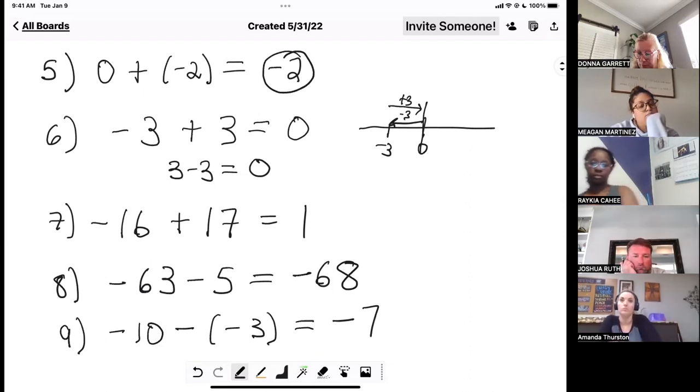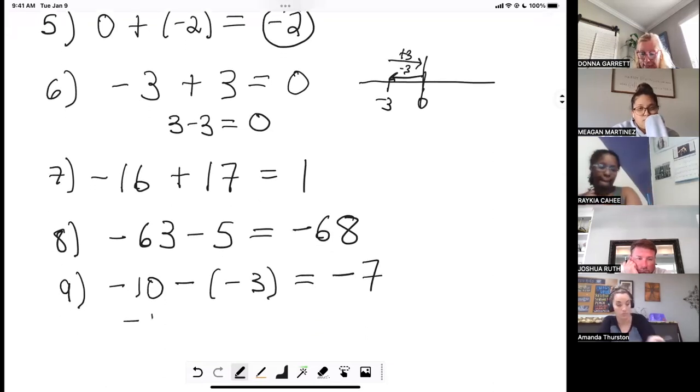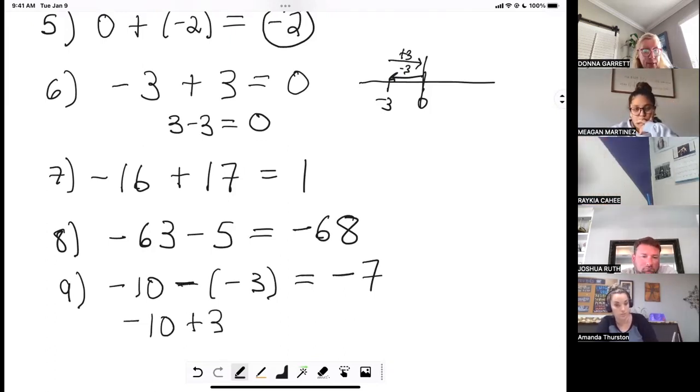We got -7, you did good. Okay, so just to review it: -10, and minus a negative is the opposite of a -3, which means +3. Then I'm going to subtract them. I get 7, but 10's a bigger number, so it makes -7.